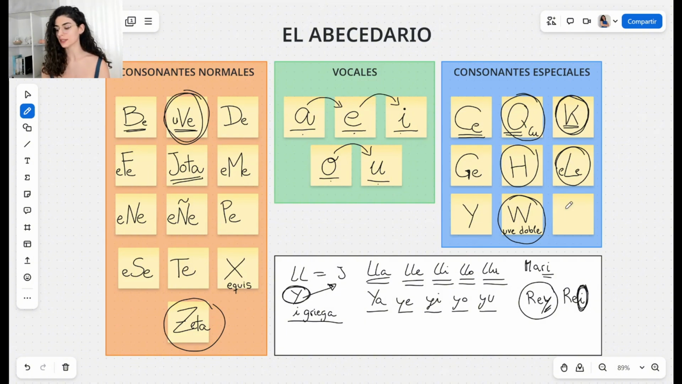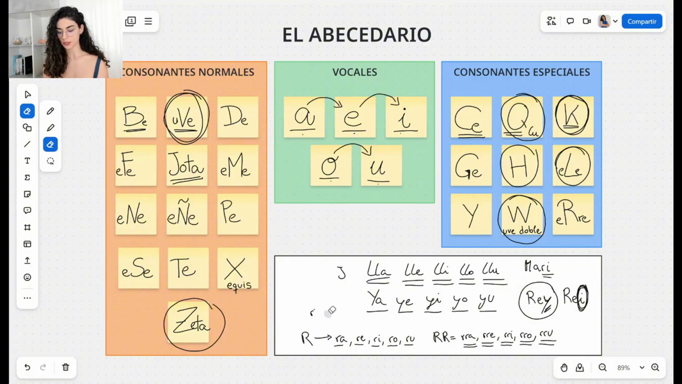Then the last one that is a very representative one is the R. So R. When you see this letter alone, this is very soft. So it would be ra, re, ri, ro, ru. But at the moment that you see it double, it's going to be a strong rolled sound: rra, rre, rri, rro, rru.